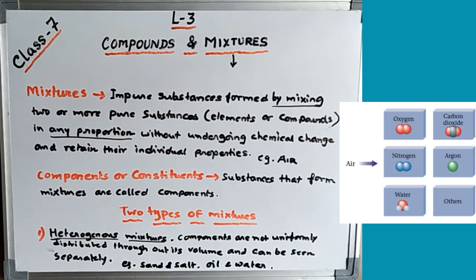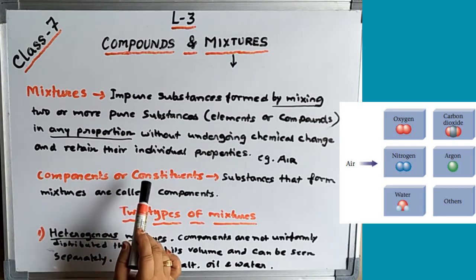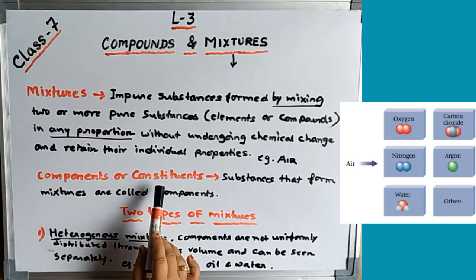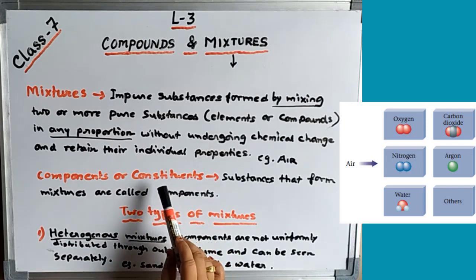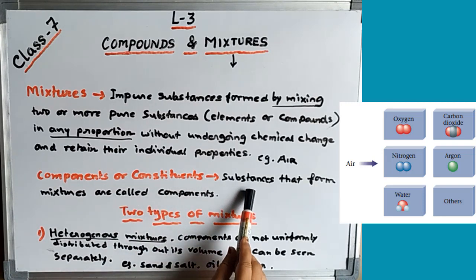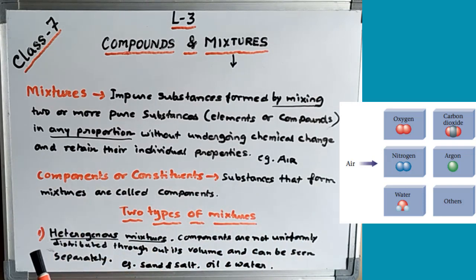Now coming to what this mixture is made up of. What are they known as? What forms the mixtures? They are known as components or constituents. You can say components of a mixture, or constituents of a mixture. Both are the same. So what are components or constituents of a mixture? They are the substances that form the mixture.